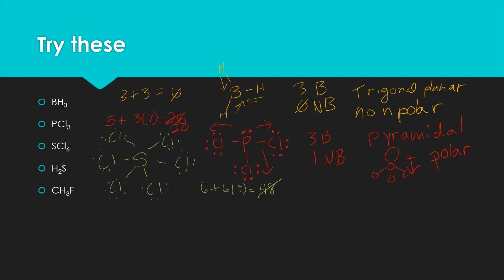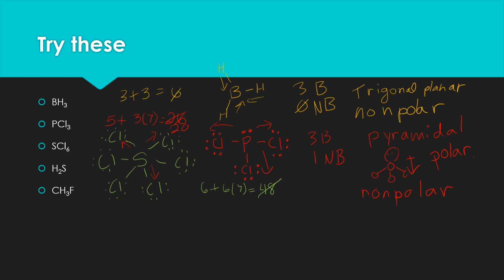Now each of those chlorines would create a polar bond with our sulfur. Right? We have all these dipoles going towards our chlorines all the way around. So with that, we would end up with it being non-polar because everything is shared equal in opposite directions. No one wins the tug of war.